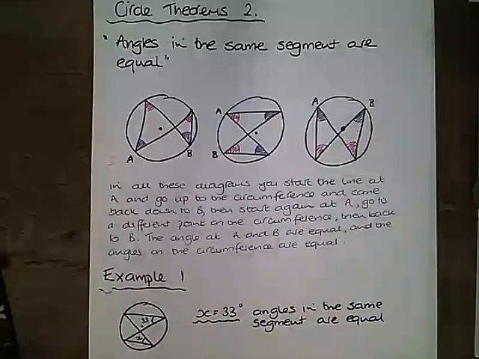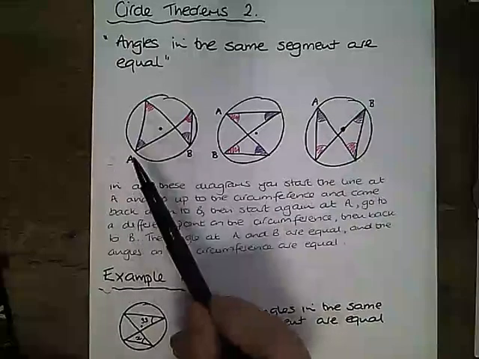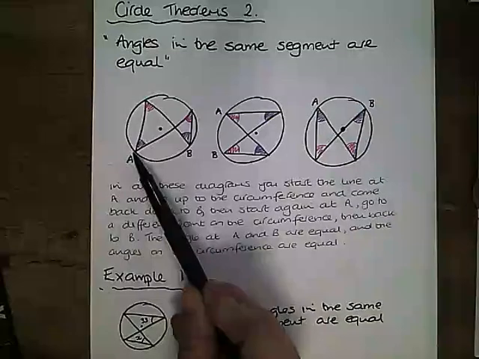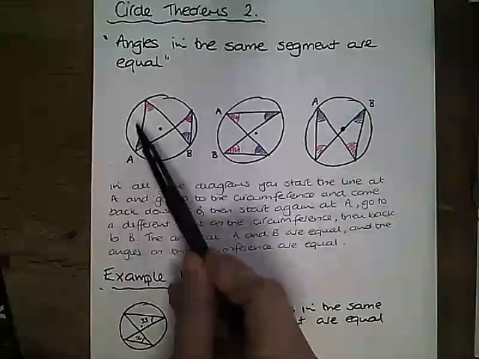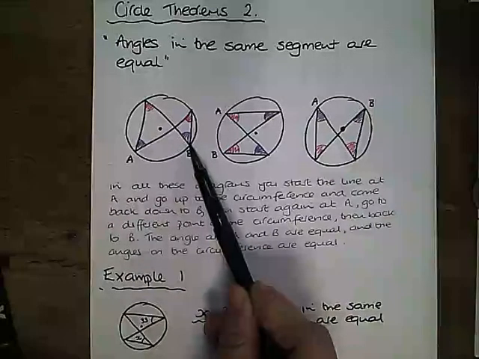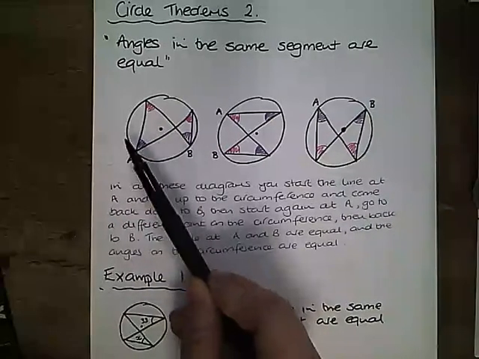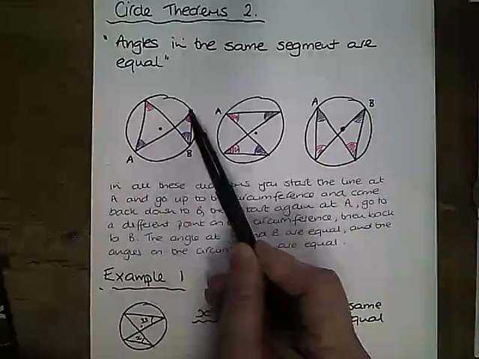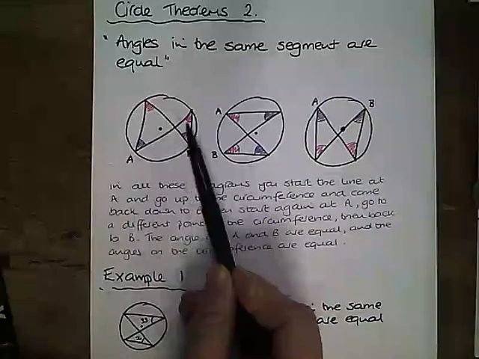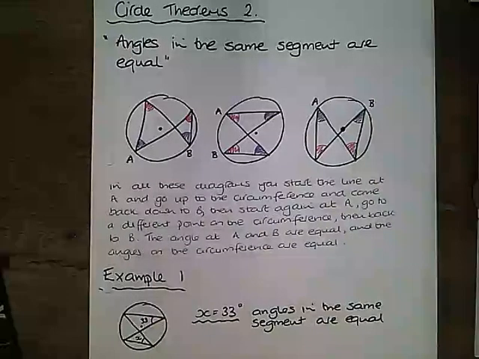If we look at the first diagram, we've got a circle and two points on the circumference, A and B. If we take a line from A to another point on the circumference and then back to B, and then do the process again from A to a point on the circumference and then back to B, those two angles, which I've shaded in pink, are equal to each other. And if we're writing the reason for why they're equal, then we write angles in the same segment are equal.